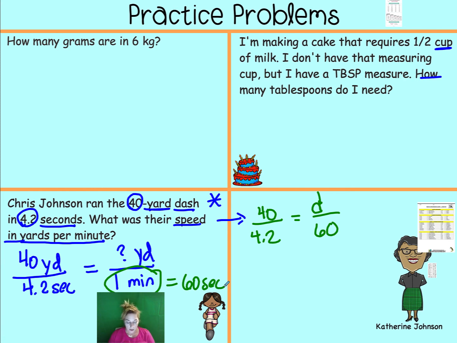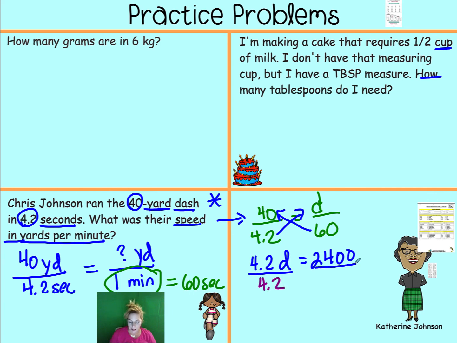Okay, so I'm going to cross multiply. So 4 2/10 times the distance is equal to 60 seconds times 40 yards. So that's going to give me 2,400. And now, here's what I'm going to do. I need to make this number here in front of the D a 1. So the inverse of multiplying by 4 and 2/10 is to divide by 4 and 2/10. So I'm going to do the same thing over on the right side, because whatever you do to one side, you do to the other. And now I can go ahead and figure out what I got.